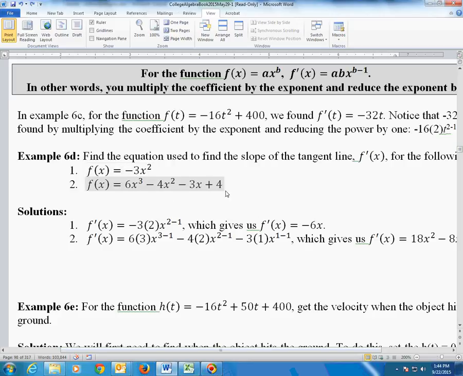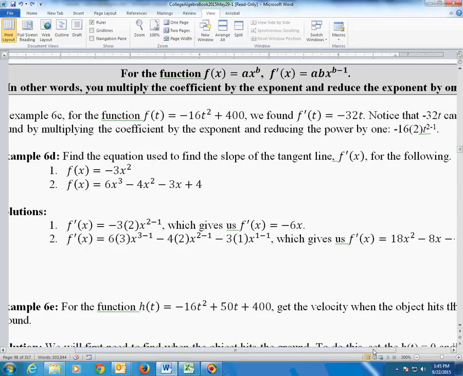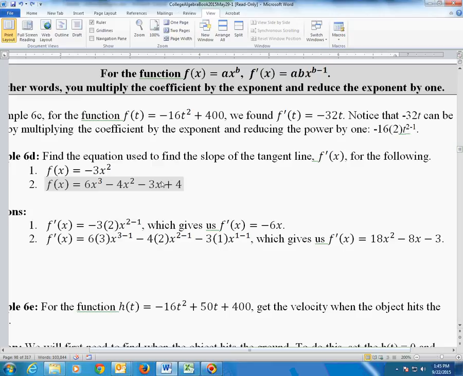Here's one that gives you a whole bunch of pieces. So on this piece, bring the 3 down. 3 times 6 is 18x. Reduce that by 1. 18x squared then. Bring the 2 down. 4 times 2 is 8. So it'll be minus 8x. Reduce that by 1. It'll be just minus 8x. And then right here, that's 3x to the first. Bring the 1 down. 3 times 1 is 3. X to the what? 0 power. X to the 0 power is out of there then. It's really just 1, and 1 times that minus 3 is just minus 3. And again this is like x to the 0, bring the 0 down, 0 times 4 is 0. So the constant is going to be gone.